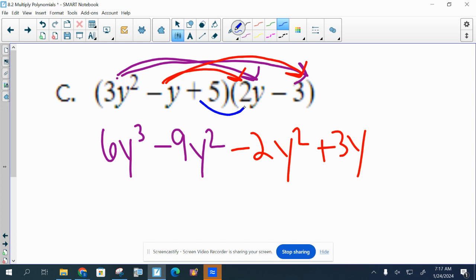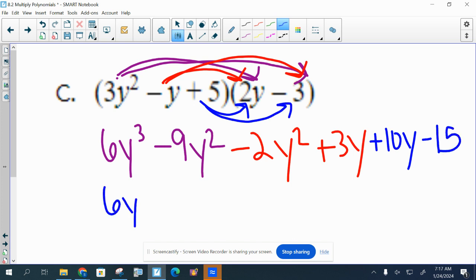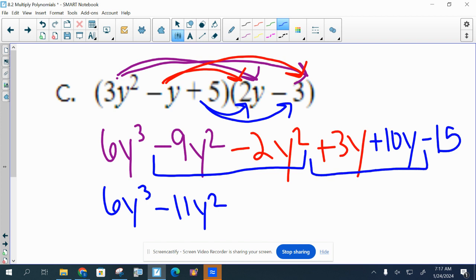And then 5 times, we'll do the 5. So 5 times multiplied by 2y would be 10y. And then 5 times negative 3 is minus 15. Combine your like terms. 6y to the third. Negative 9 minus 2 is negative 11y squared. And then 3y plus 10 is 13y minus 15.